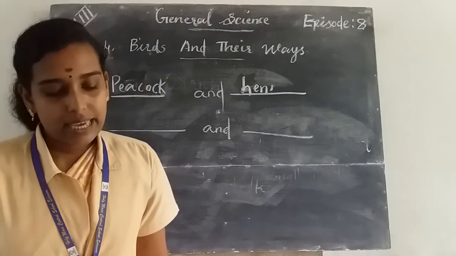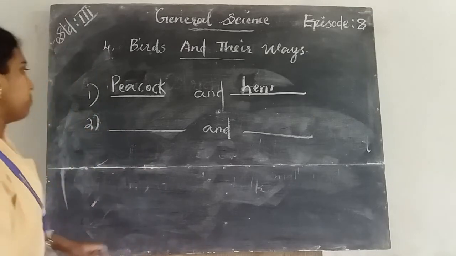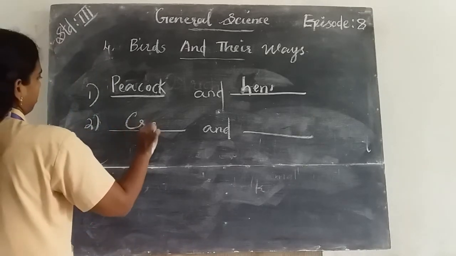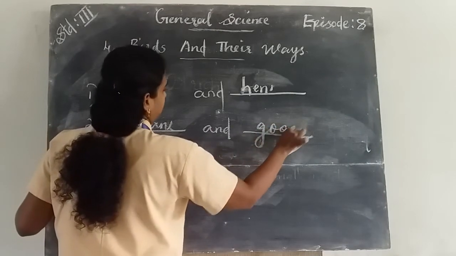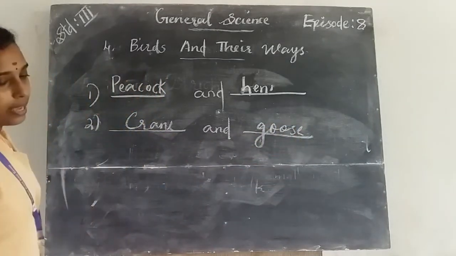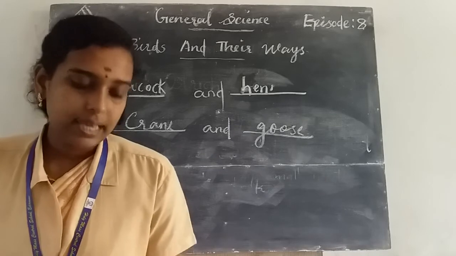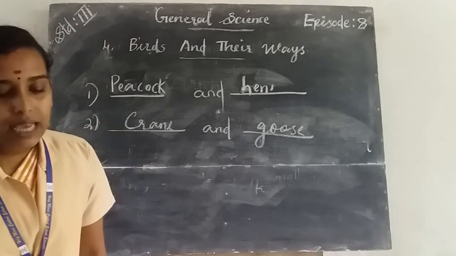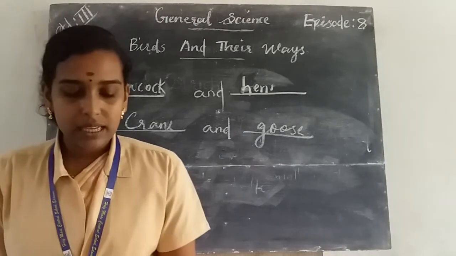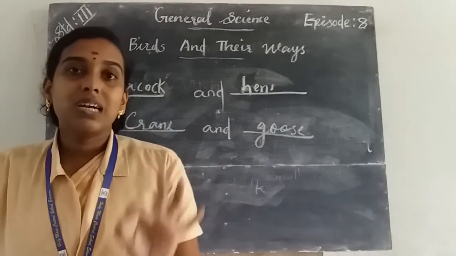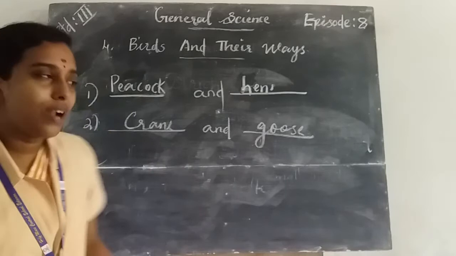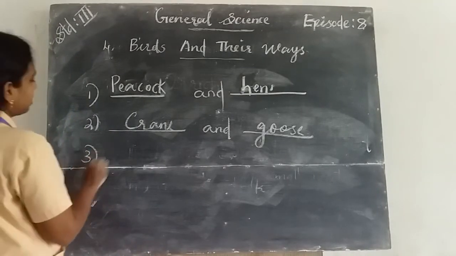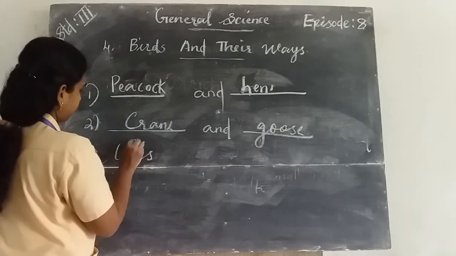Long distance? Yes, crane and goose. Crane and goose are the birds that can fly very long distance. Third question, birds have dash that help the bird to change the direction while flying. Birds have tails to change the direction while flying. So answer, tails.